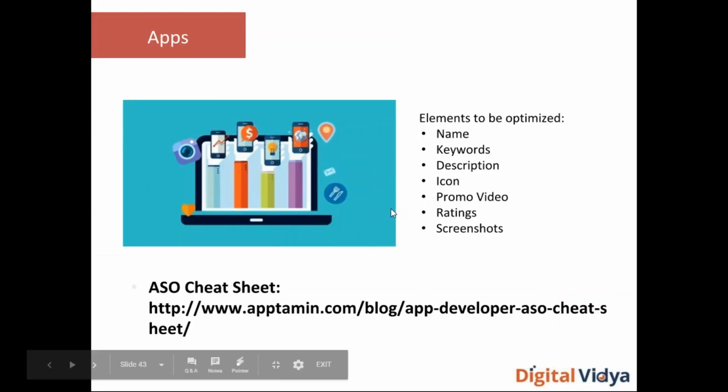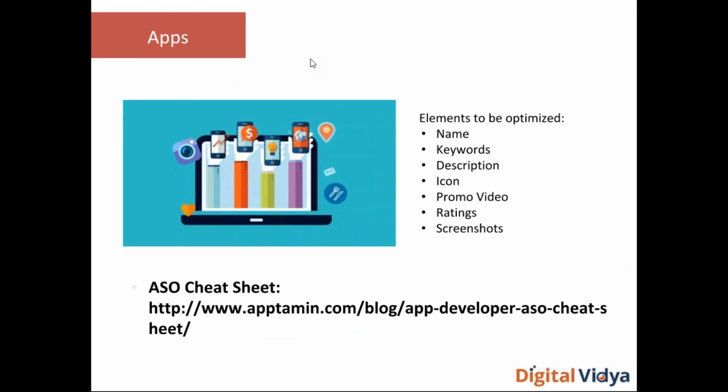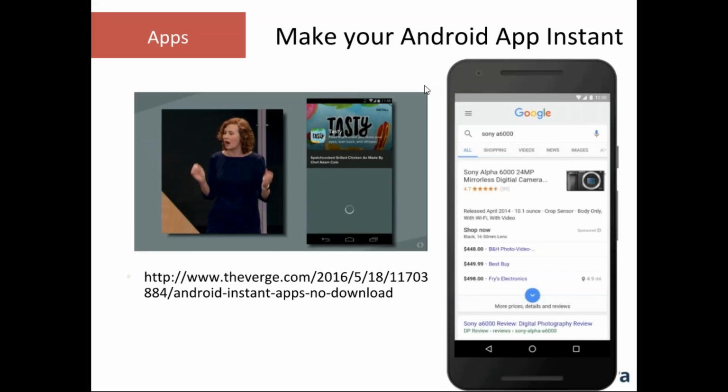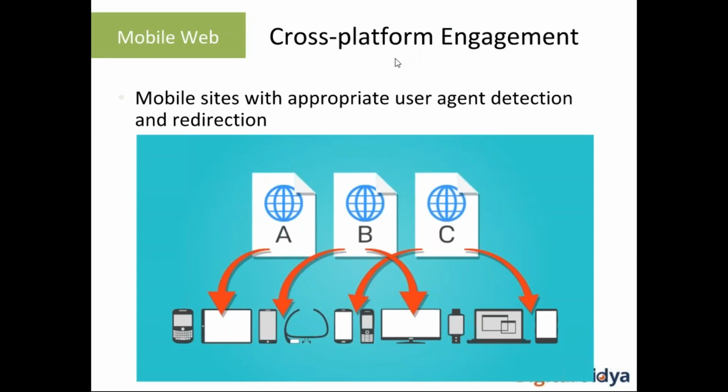So this is how you can optimize your app. And similar to Google Local Business, it's important to collect reviews and ratings for your app also. So after you have updated the title and description about your app, screenshots and video, try collecting the reviews and ratings for your app.